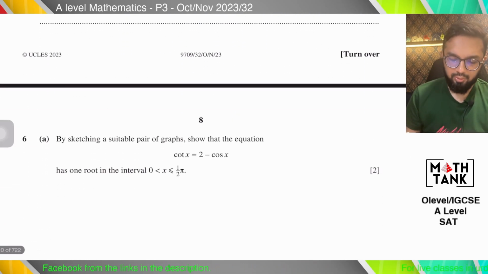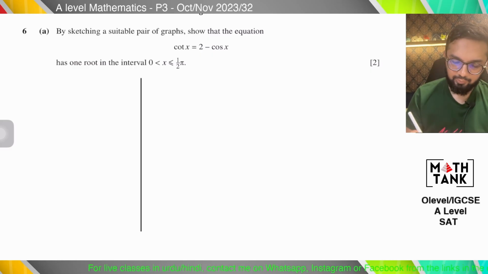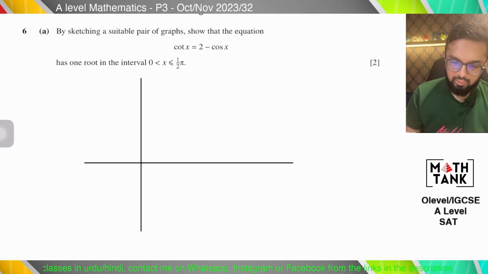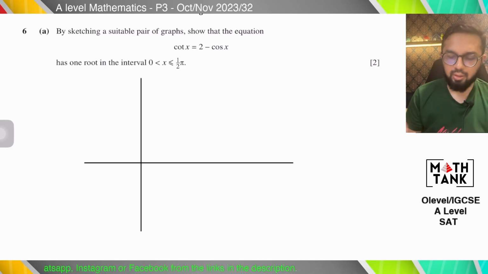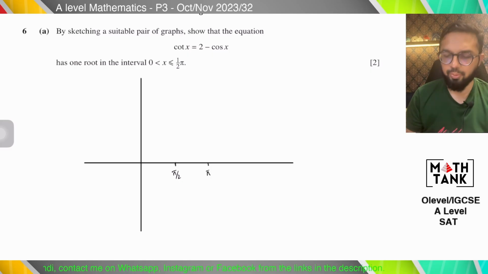Moving on, there's a third question: sketch. By sketching a suitable pair of graphs, show that the equation has one root in the interval. For the graph of 2 minus cos x, you could use your calculator and come up with the graph. I'm just going to try to do it directly, and I just need to show you up till pi over 2. I'm just going to stretch it a little, up to pi itself, just to make sure that the graph is more appropriate.